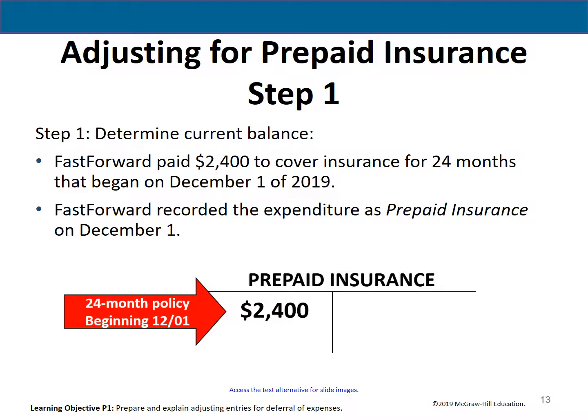So the day they paid that, December 1st, they didn't debit insurance expense. They didn't receive any coverage yet. None of the insurance has expired or the insurance coverage period didn't even start yet. So on December 1st, they debited an asset account called prepaid insurance to show that insurance coverage was owed to them. And then they credited the cash account because they paid for it.